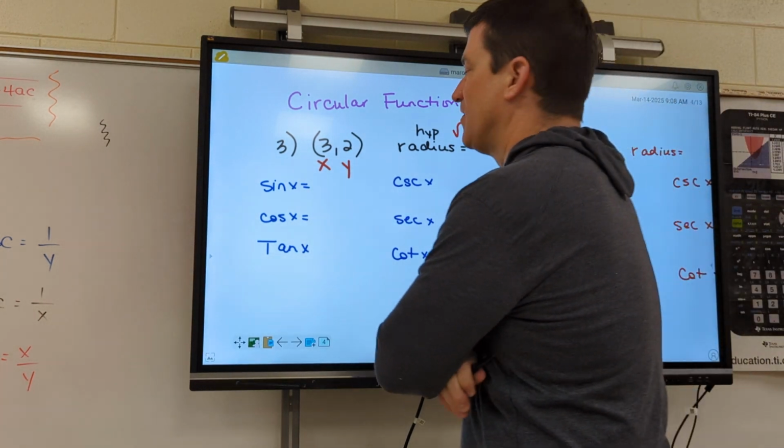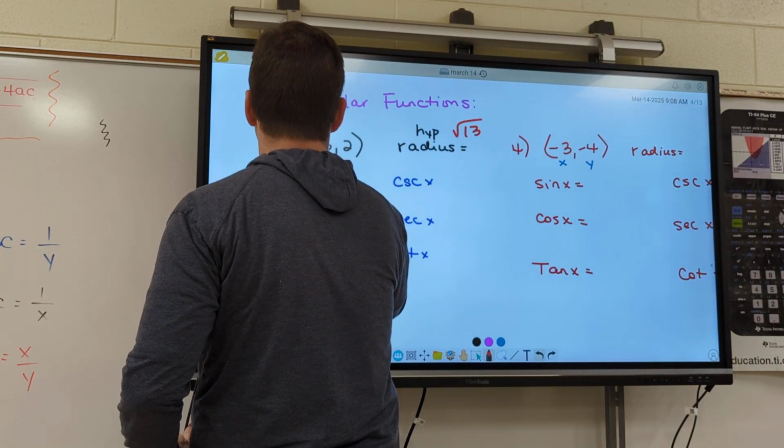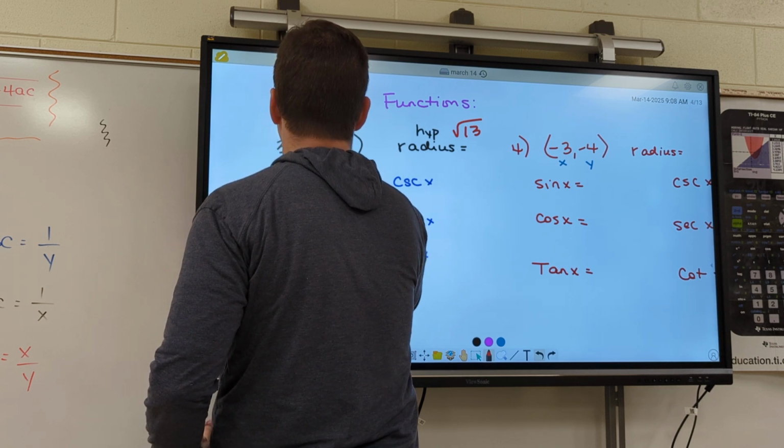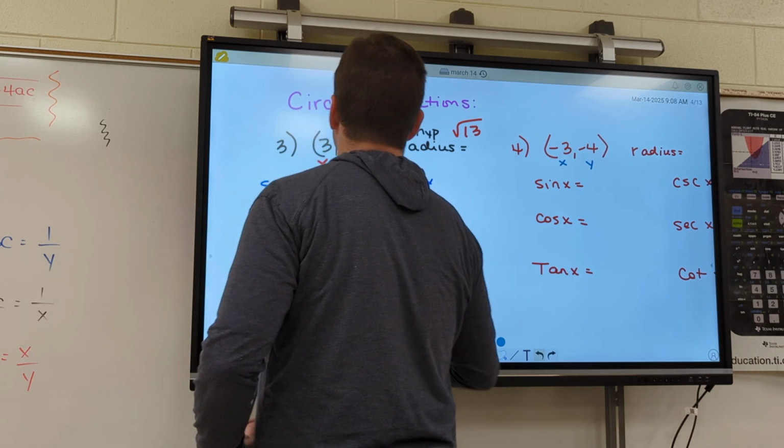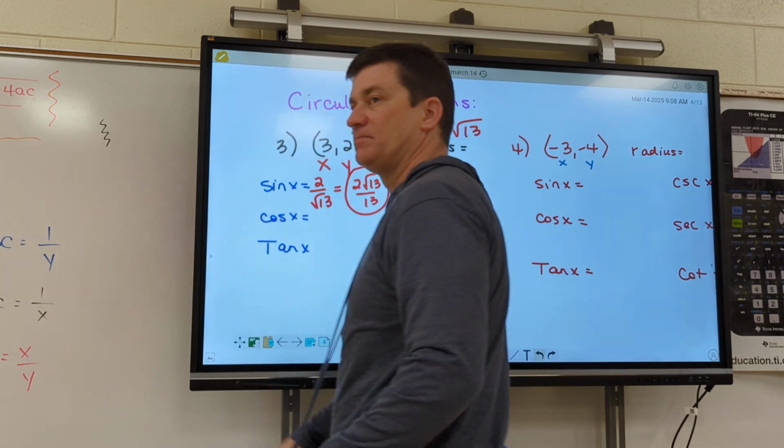2 over root 13. Very good. Put it in your calculator to simplify it, it'll be 2 root 13 over 13 for your answer.